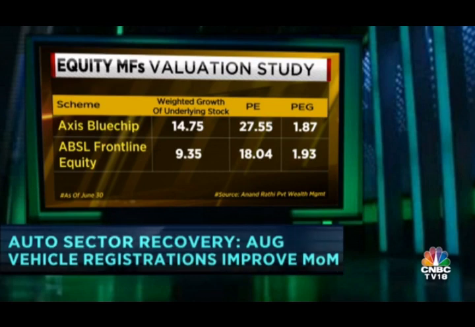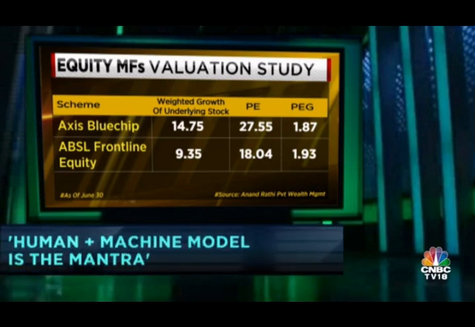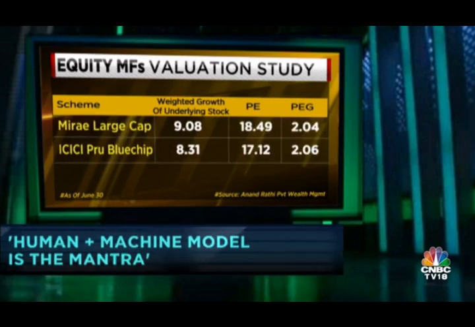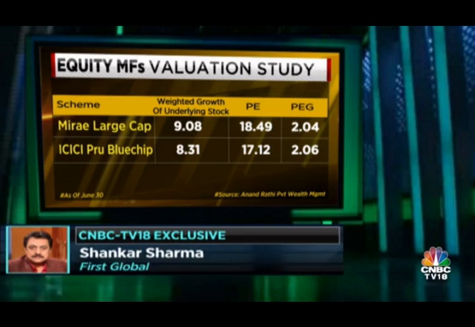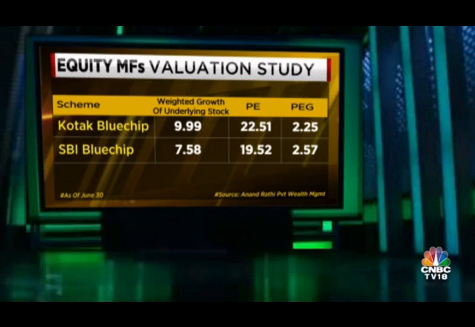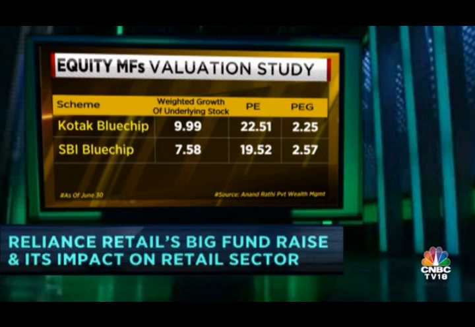Lesser the PEG ratio, the better it is for the scheme. So PEG ratio becomes a very good measure of valuations to be able to compare apples and apples rather than apples and oranges. So growth, anticipation. This is one thing which may not be available in the public domain, is available in the research which Anand Rathi does on mutual funds, and that's available indirectly on our website.